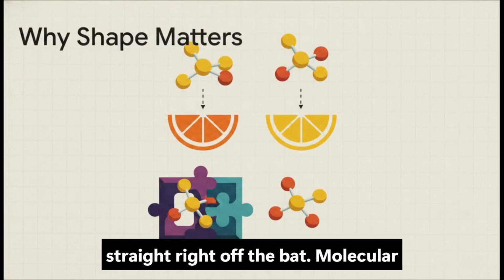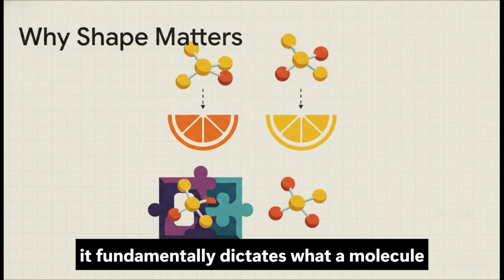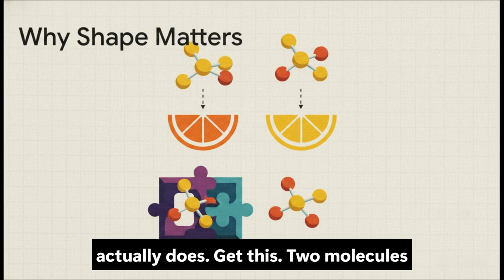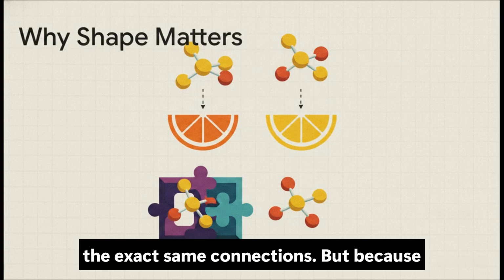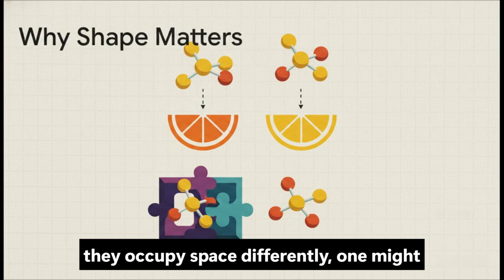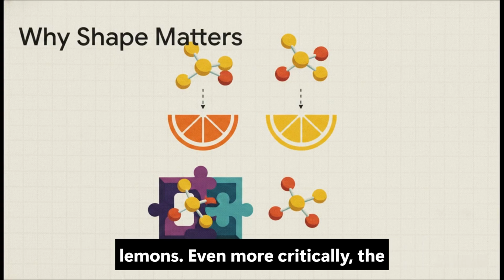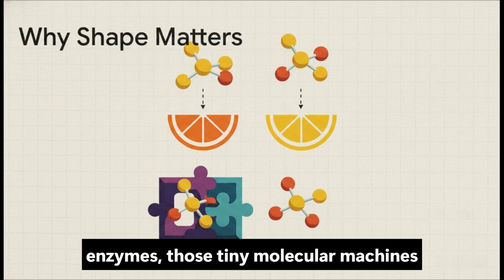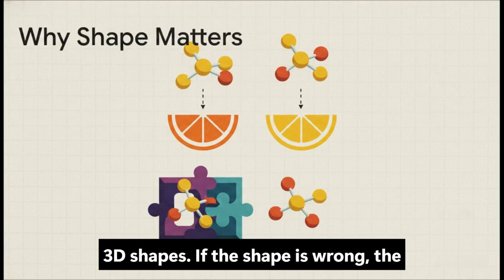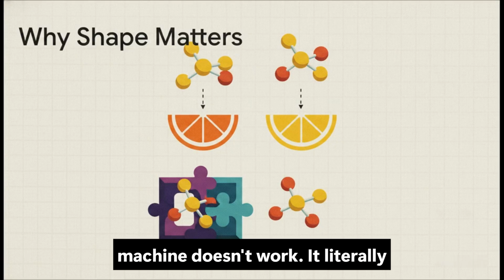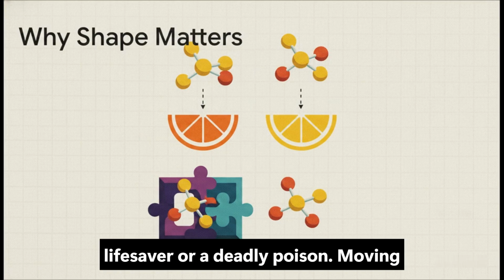Let's get one thing straight right off the bat. Molecular shape is not just some pretty decoration. It fundamentally dictates what a molecule actually does. Get this, 2 molecules can have the exact same chemical formula, the exact same connections, but because they occupy space differently, one might smell like oranges and the other like lemons. Even more critically, the enzymes, those tiny molecular machines keeping you alive right now, they operate strictly by recognizing precise 3D shapes. If the shape is wrong, the machine doesn't work. It literally dictates whether a compound is a lifesaver or a deadly poison.